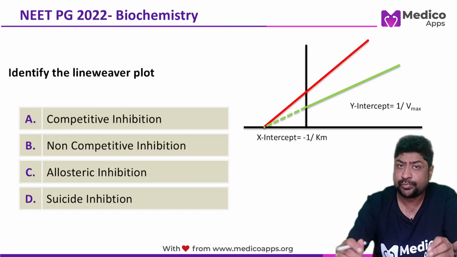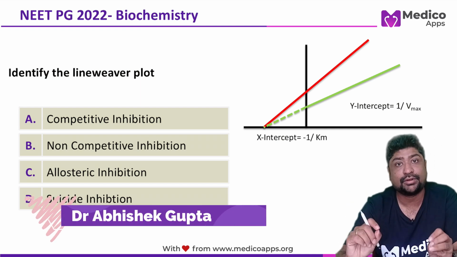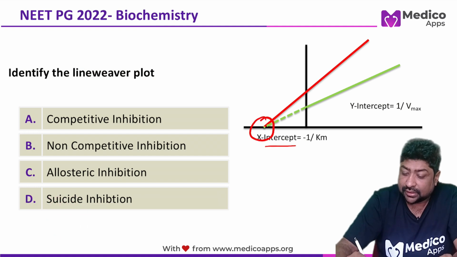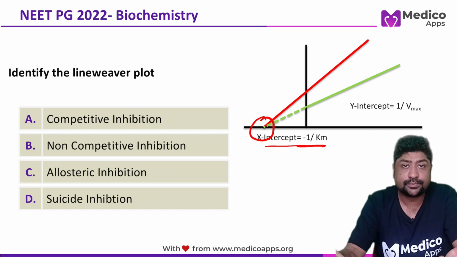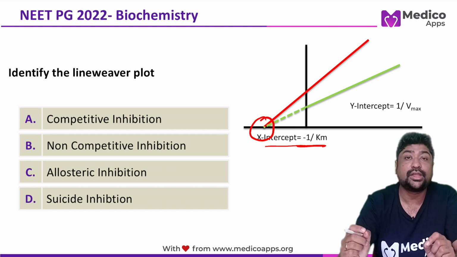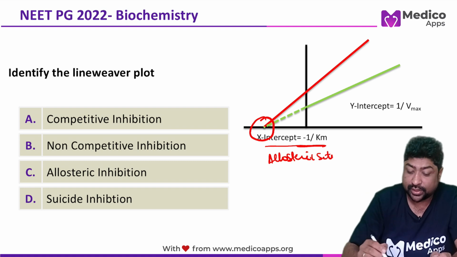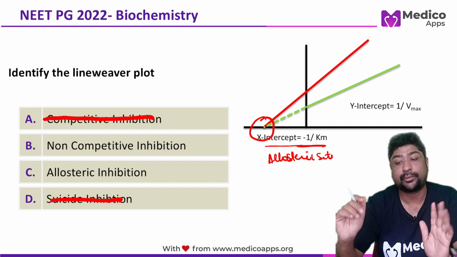Let's get to the question, and I'm solving this question for you, but you can take any question and solve it with ease. So here you see the Km. If Km is not changing, 1 by Km also will not change. So we are talking about an enzyme inhibition which is acting on the allosteric site because the Km is not changing. This removes competitive and suicide inhibition out of the equation.